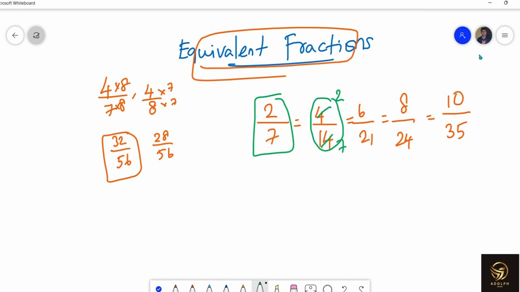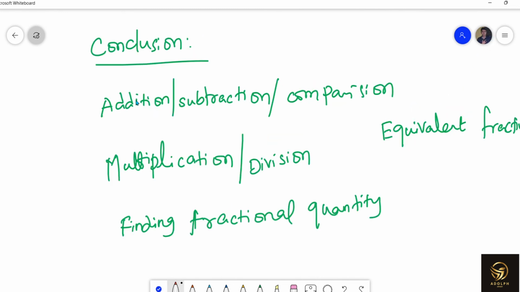Let us conclude. Let me consolidate all the learnings now. Addition, subtraction and comparison have something in common. That is, we write the same denominator and work on the numerators alone: numerator 1, numerator 2, numerator 3. It can be 3 or 4 or 5, it can be anything, but it should be more than 1. At least 2 should be there for adding, subtracting, or comparing.